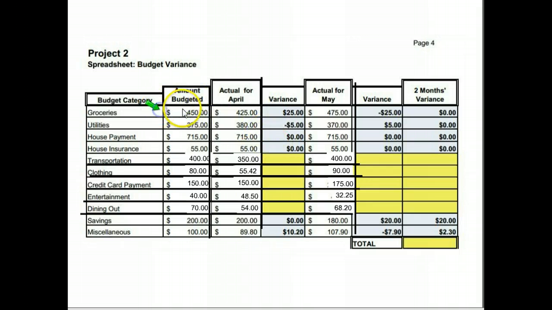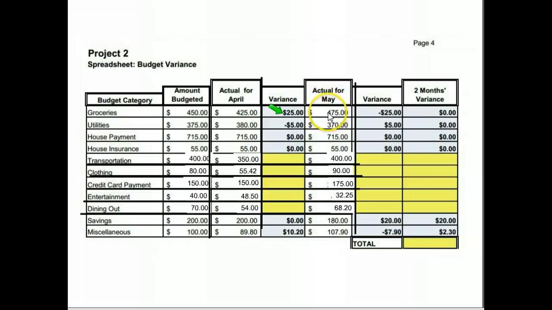So for groceries, the amount budgeted was $4.50. In April, the amount they actually spent was $4.25. So they didn't spend all of their budget amount. The variance was $25, positive 25. So that means they have 25 extra dollars because they didn't overspend.